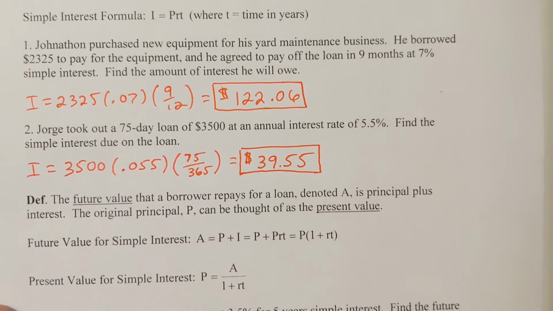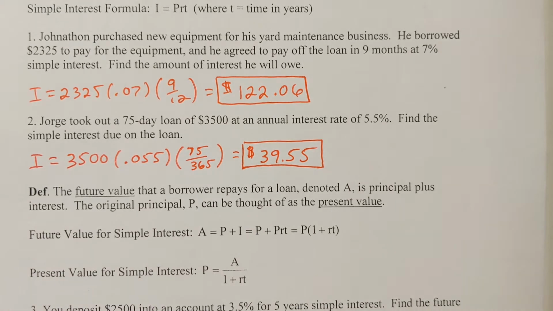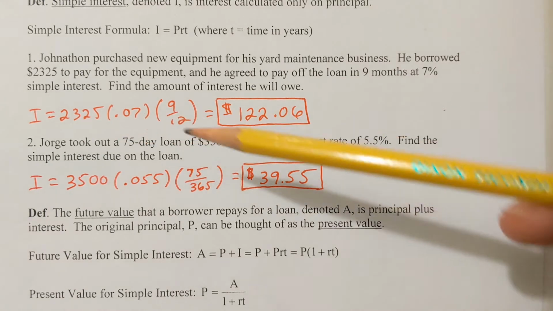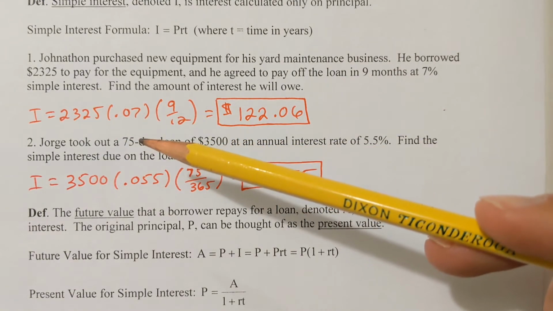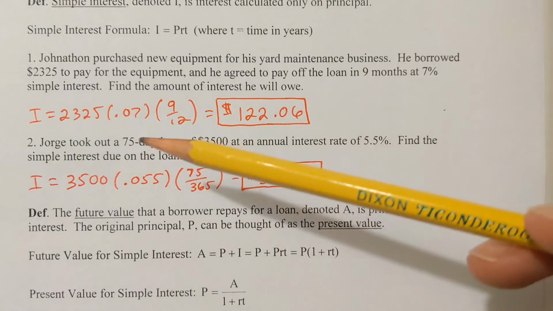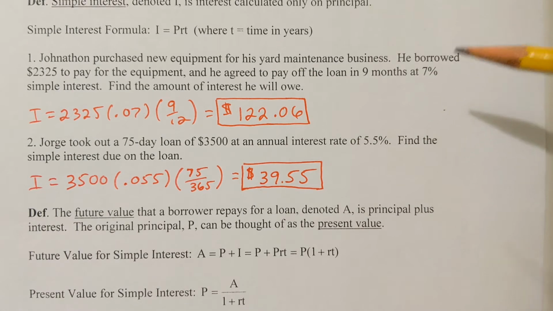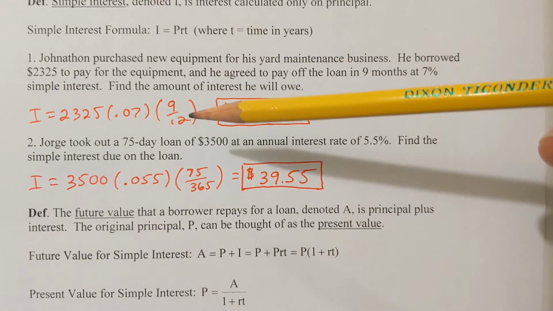Problem 1 says that Jonathan purchased new equipment for his yard maintenance business. He borrowed $2,325 to pay for the equipment, and he agreed to pay off the loan in 9 months at 7% simple interest. Find the amount of interest that he will owe. So the interest is the principal times the rate times the time. The rate is always in decimal form, though it will be given to you as a percentage in the story problem. The time is always in years, so 9 months is 3/4 of a year.